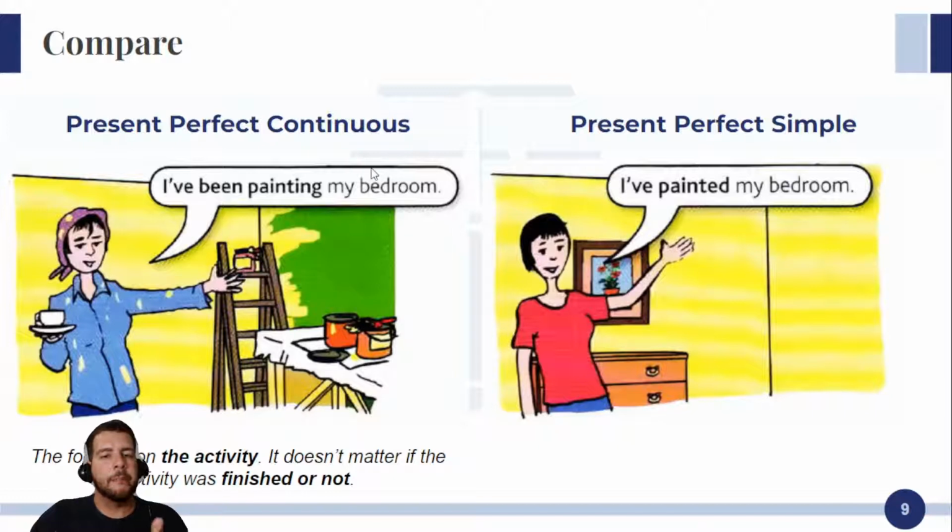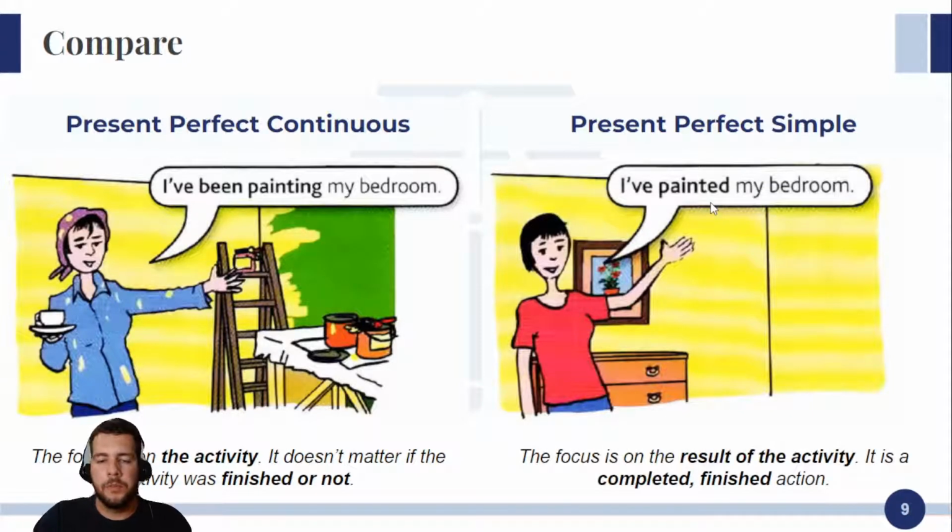When I say I've been painting my bedroom, the focus is on the activity. It doesn't matter, it's not important if the activity was finished or not. Well, in this case, it was finished, but it's not important. The focus is on the activity. Now, I've painted my bedroom. The focus is on the result of the activity. And this is very important. It is a completed and finished action.